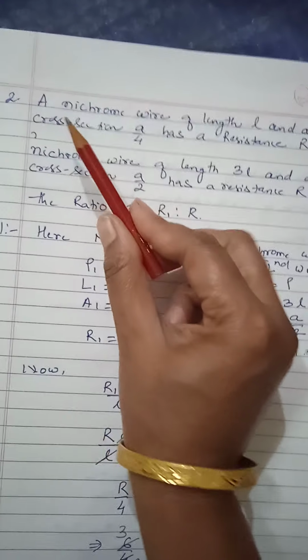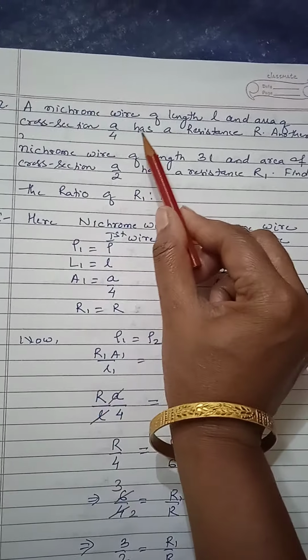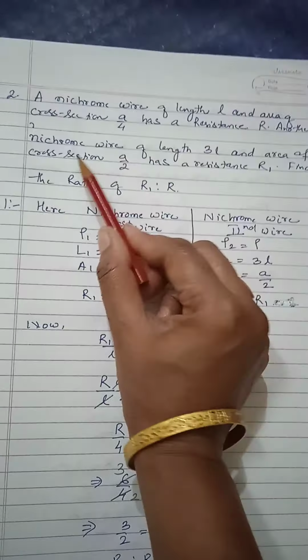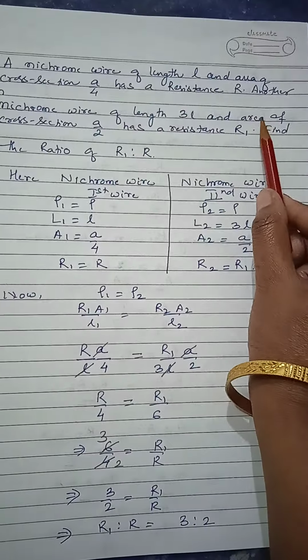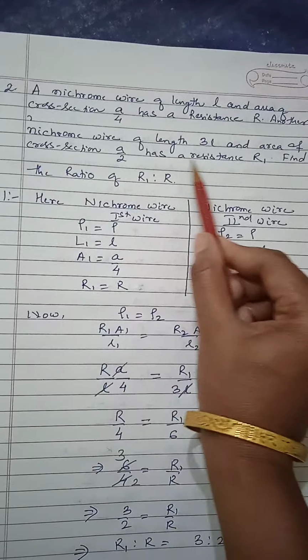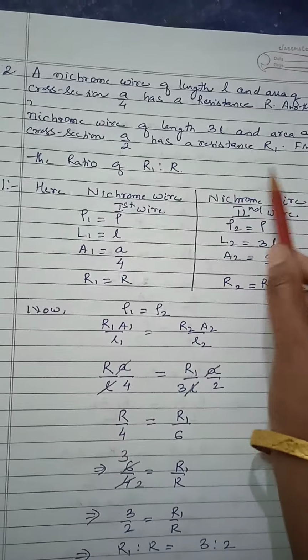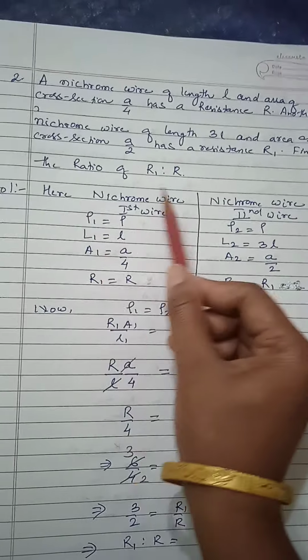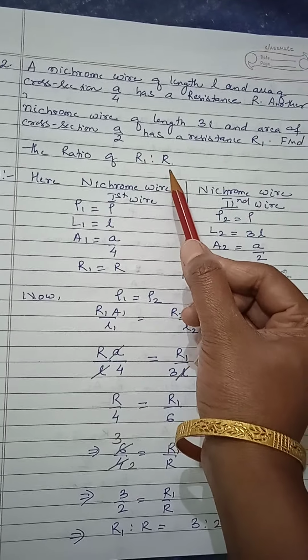Now in the same way you have to do question number 2. A nichrome wire of length L and area of cross section A by 4 has a resistance R. Another nichrome wire of length thrice L and area of cross section A by 2 has a resistance R1. Find the ratio. Here you have to find the ratio of R1 to R2.